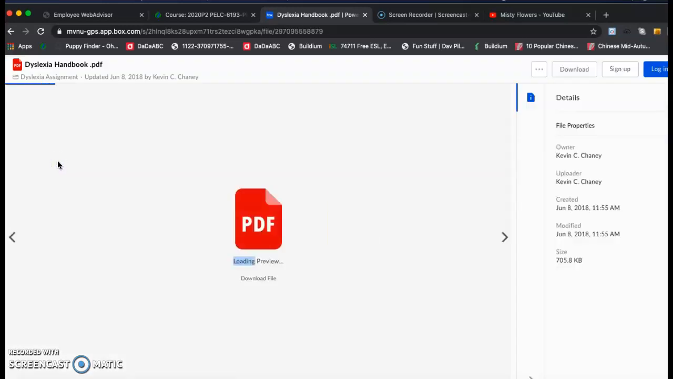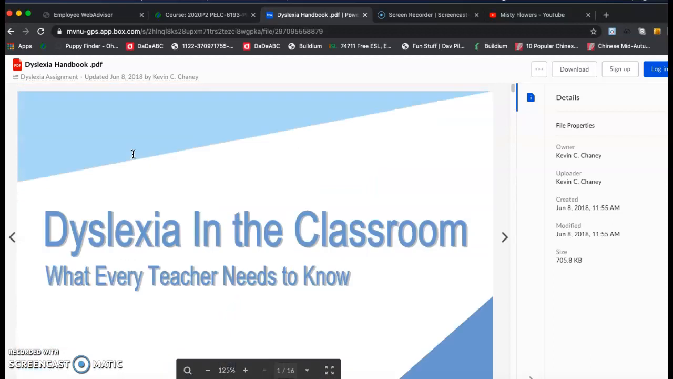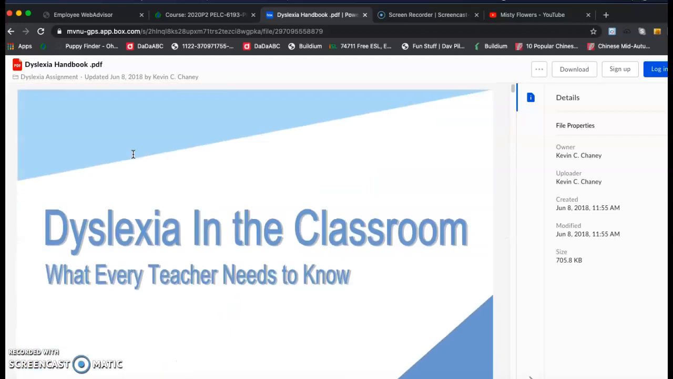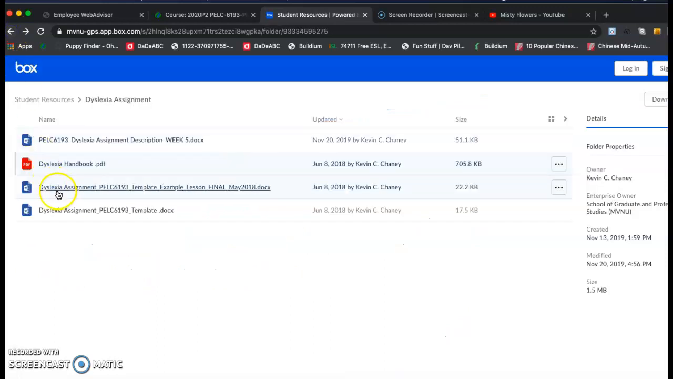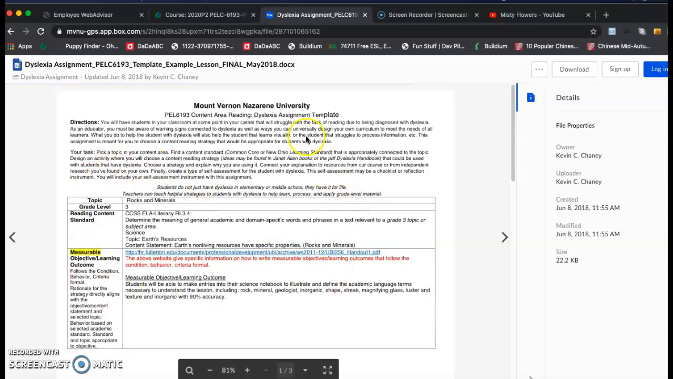This is the Dyslexia Handbook. That's going to help you. Here is an example lesson. The topic is rocks and minerals. Grade level is 3rd.